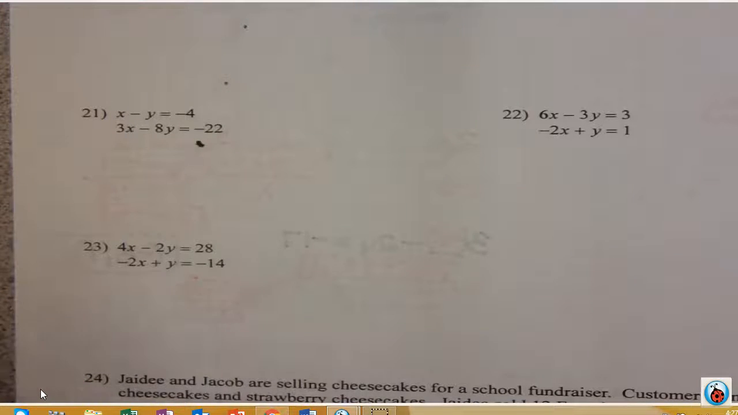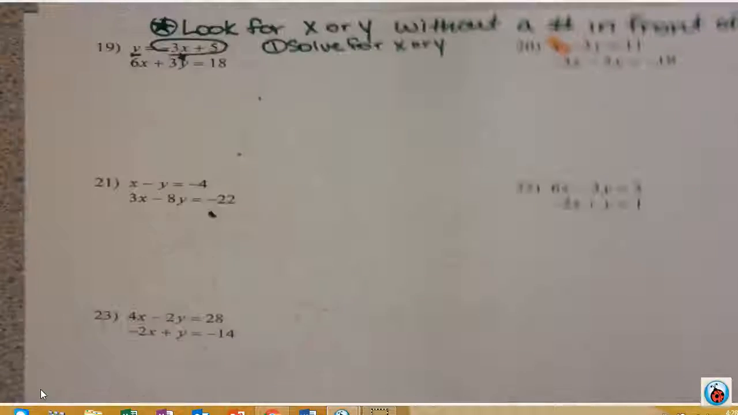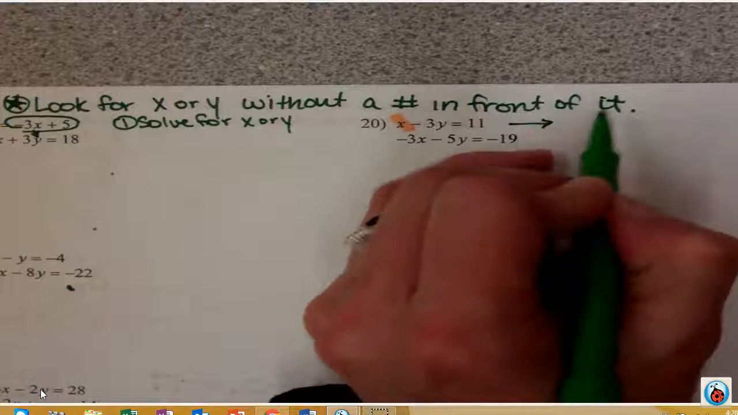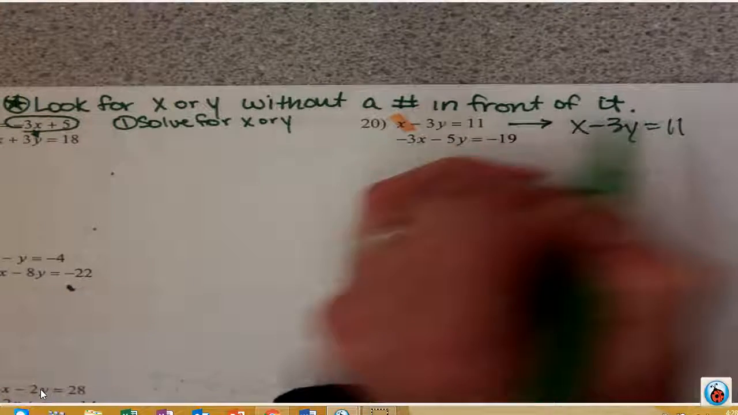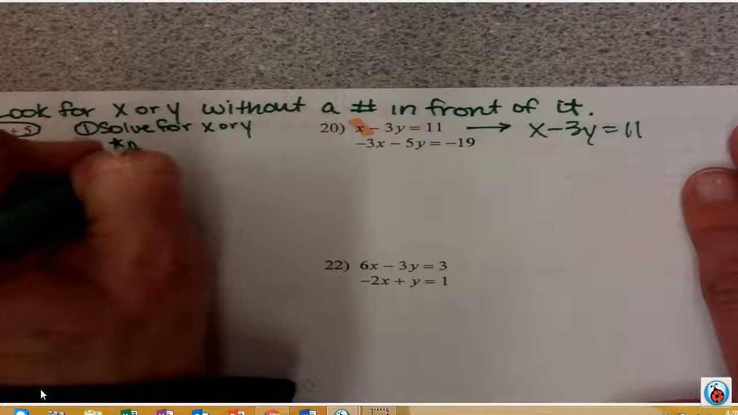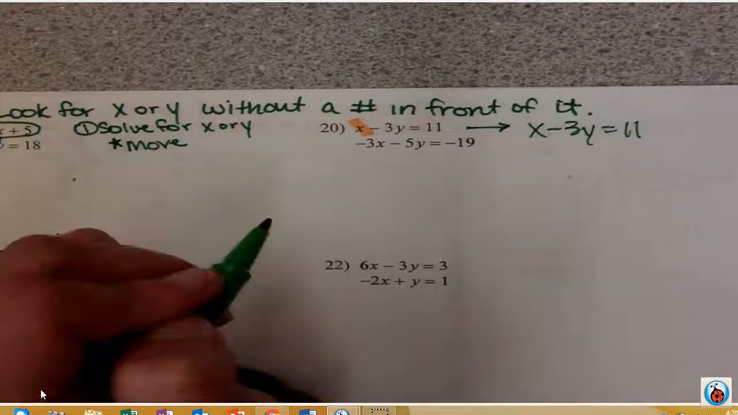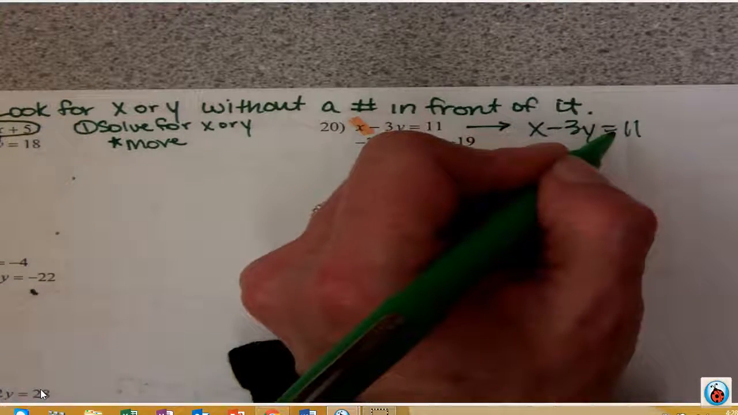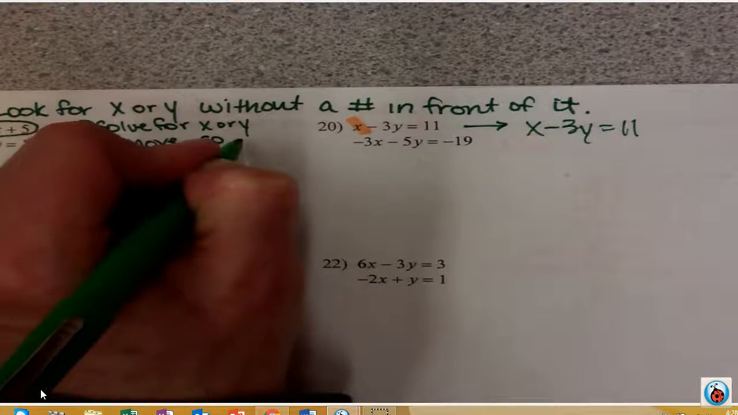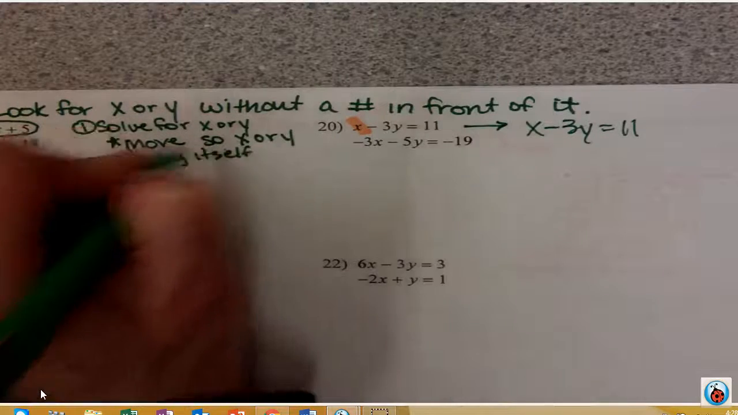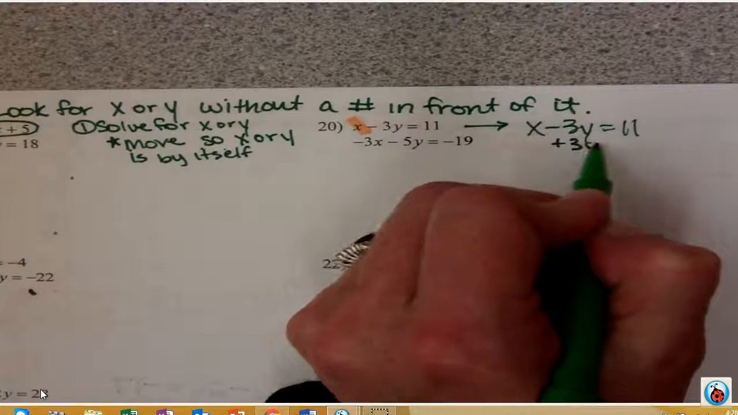So let's do one of these. Let's do number 20. Since I'm going to solve for this x minus 3y equals 11, in order to solve for x, the first thing I'm going to do is move the other variable. So if I'm solving for x, I'm going to move my y. If I'm solving for y, I'm going to move my x. I want to get my x or y by itself, with everything else on one side. So I'm going to add 3y to both sides.